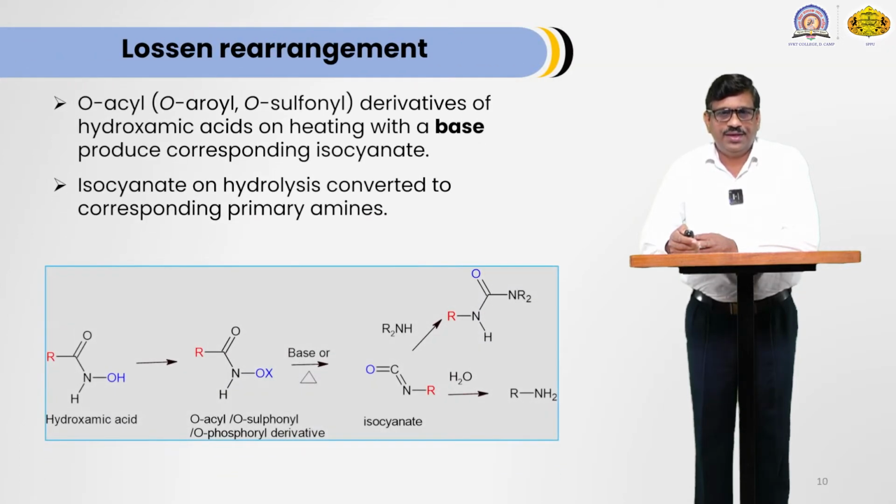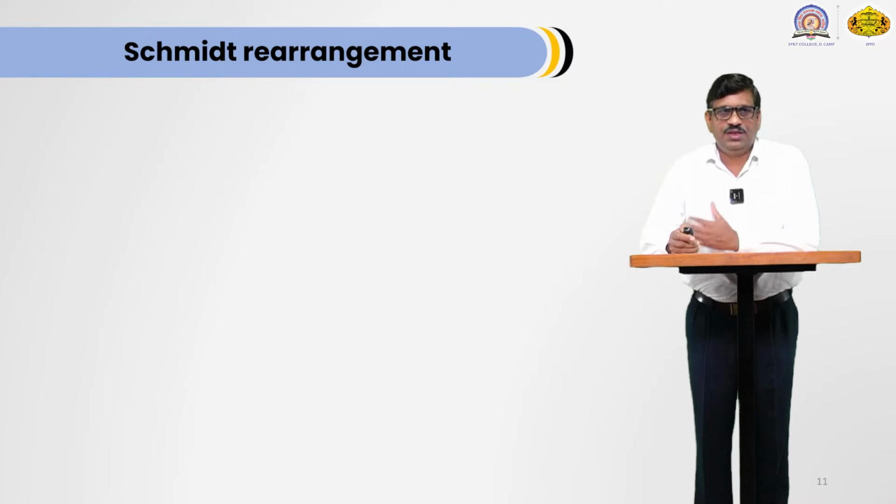Lossen rearrangement is another rearrangement. In Lossen rearrangement, a derivative of hydroxamic acid is the starting compound, and when this derivative is heated or treated with base, there is formation of isocyanate as a product. When this isocyanate is treated with amine, there is formation of amide, or when it is hydrolyzed using water, there is formation of amine. This is Lossen rearrangement. You have to remember that an isocyanate intermediate is formed and the starting compound is a derivative of hydroxamic acid.